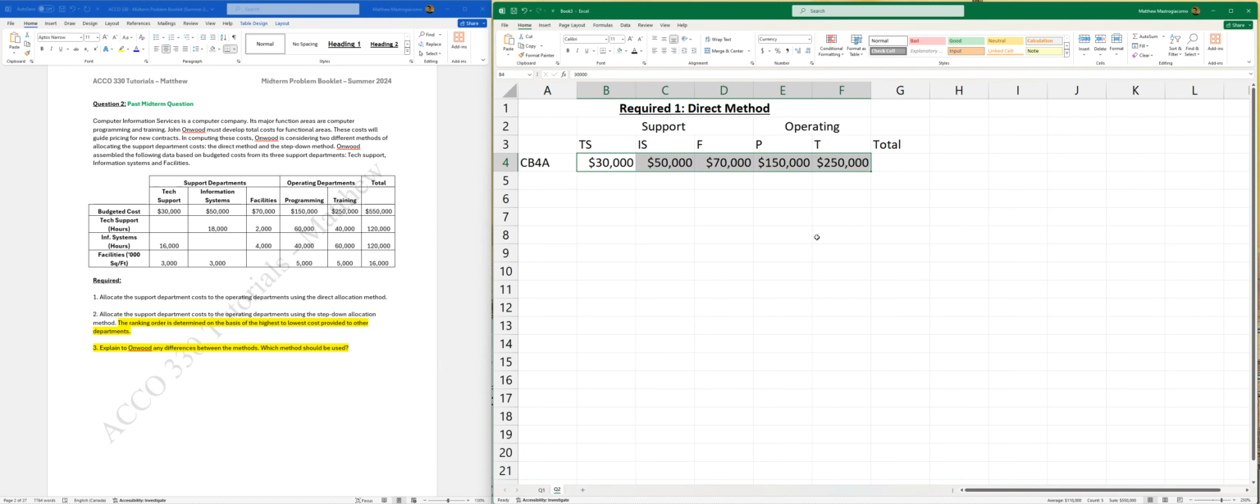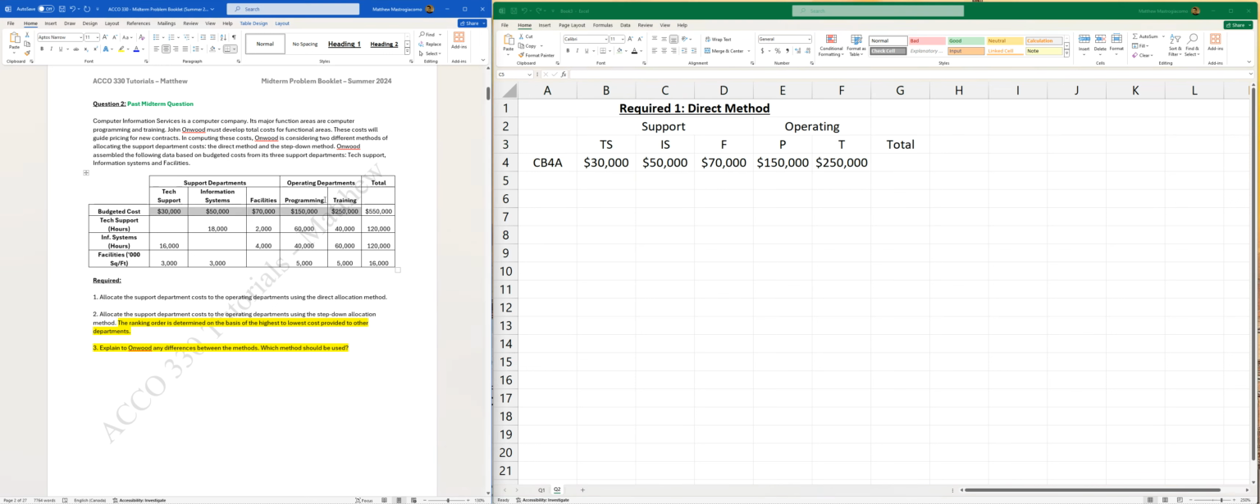There we go. If you're solving this exam by hand, or even on Excel, you don't have this Word doc next to you, so just type it out. Now we put TS, IS, and facilities here. Remember, you allocate in order. So TS is first, so TS goes here. IS is second, so IS goes second. And facilities is third, so facilities is here.